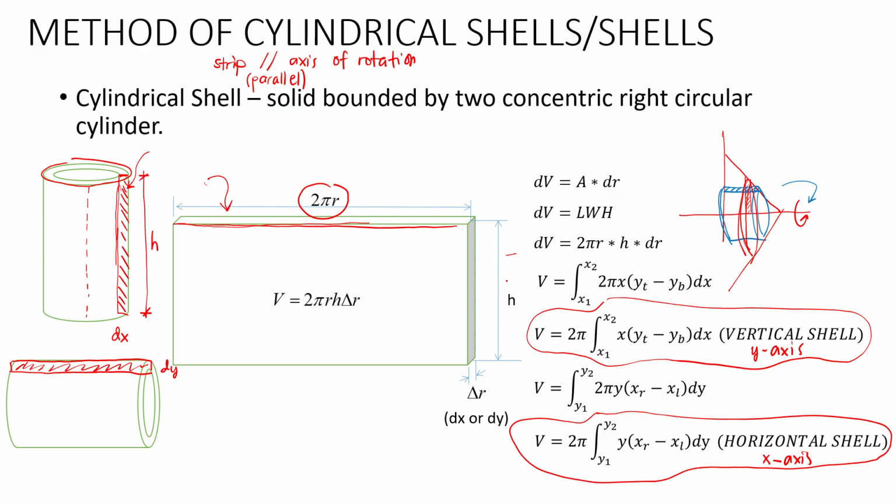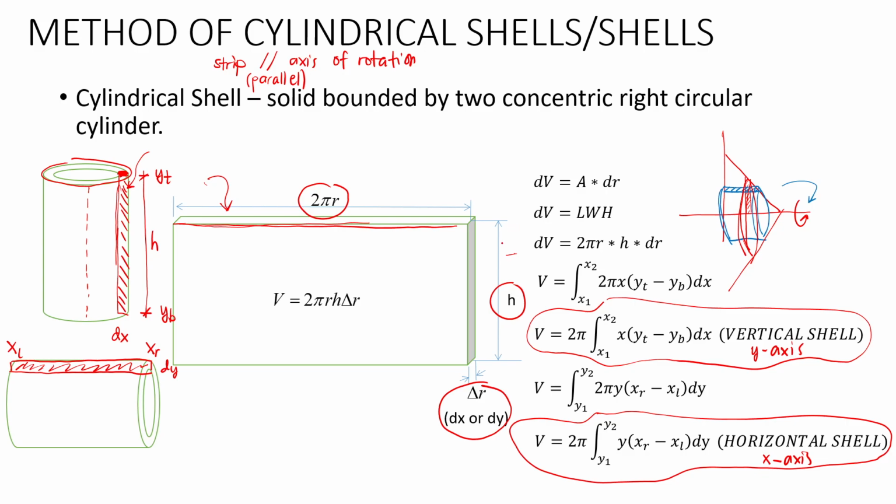And this particular height will translate to whatever strip you're going to use. So in this case, this will be y top minus y bottom, and in the horizontal shell, this will be x right minus x left. So that will be your height. And your differential radius, or the delta r, will be your dx and your dy. This is delta r because this is not the radius, but the change in radius. And this will serve as our thickness.